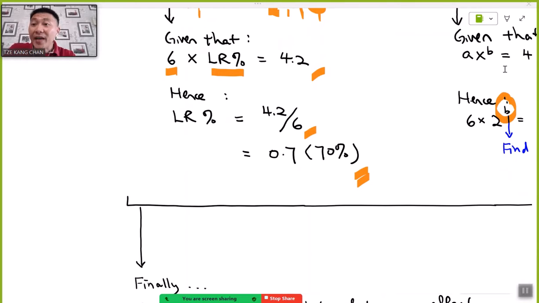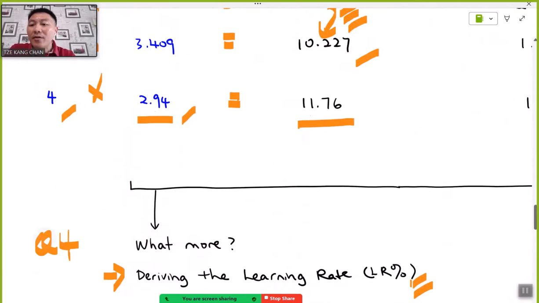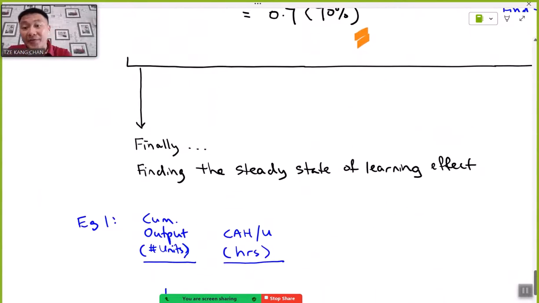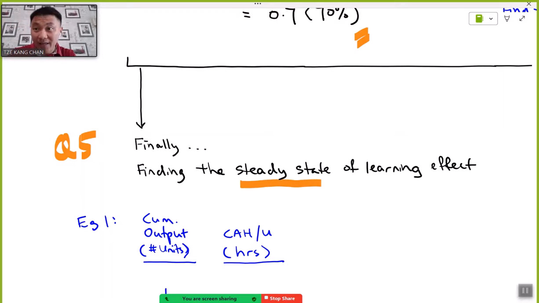Here comes the final question and task to be asked in PM. Once we have derived the learning rates from question 4, now it is the fifth and final question that will be tested in performance management. As discussed at the beginning of this video, the learning curve will reach a plateau at a point in time. The question would likely ask students to find the steady state of the learning effect: at what level of output, particularly at what cumulative output level, is there no learning curve effect demonstrated.